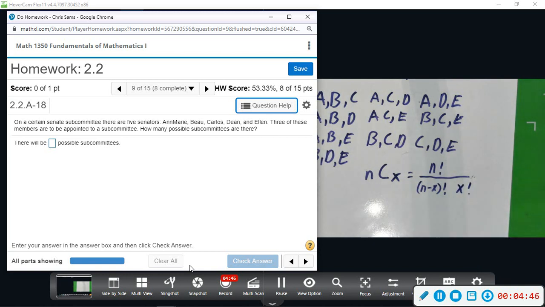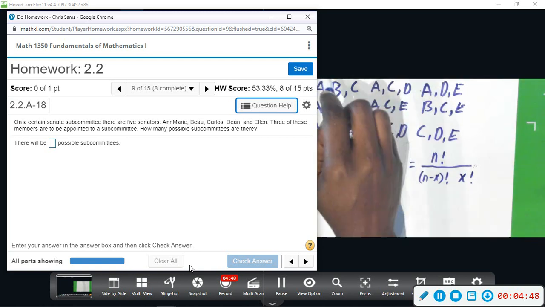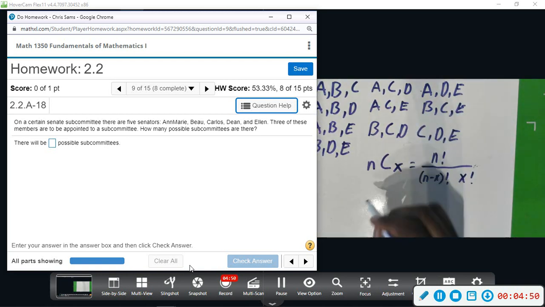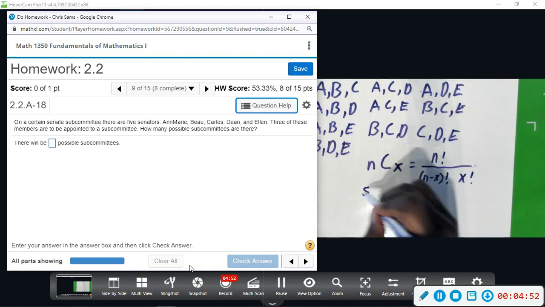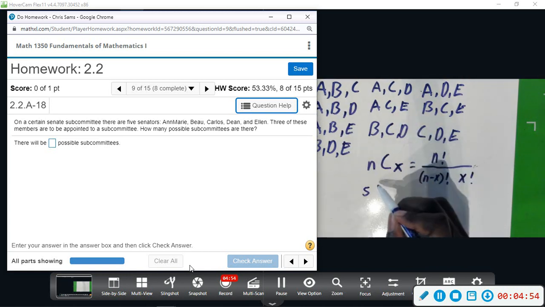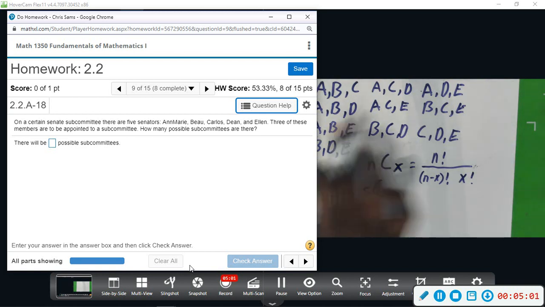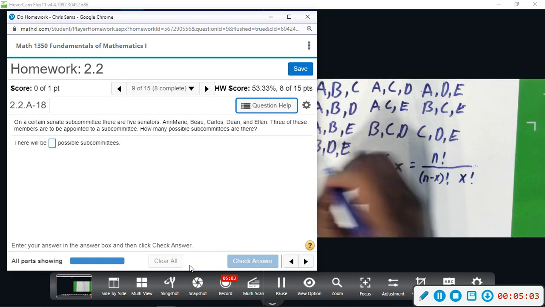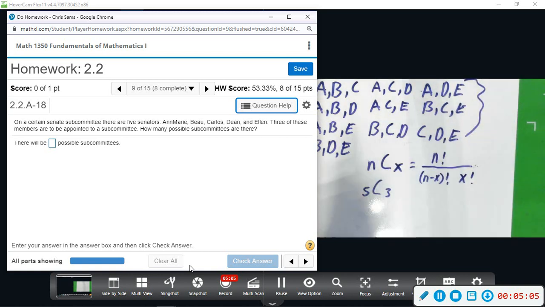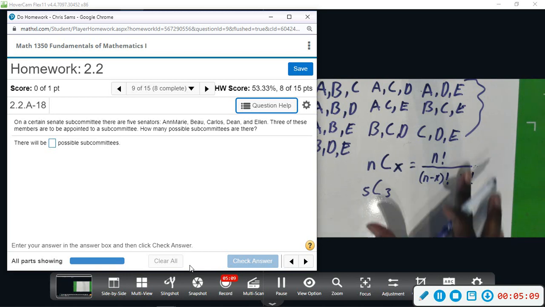So this is that formula. With the numbers, we have 5 members, so n would be 5. We want to choose 3 of them. We want to make a subcommittee of 3. So this will give us a count. Now, we don't have to list them. If you had to list them, then this is what you would want to do, all 10 of them. But if you just wanted to count them, you can use this method, and we'll plug in.